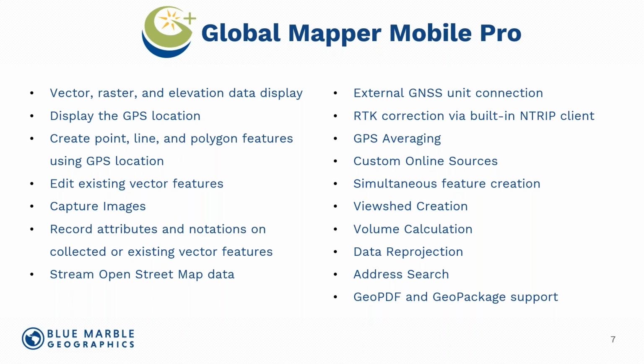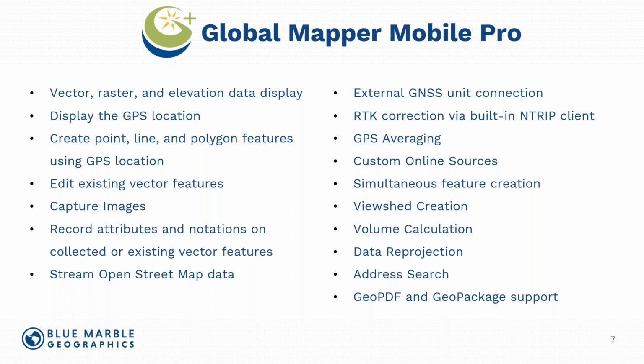You can stream additional online data into the mobile app onto your map easily, and you can also add some custom online sources. This is very similar to streaming online data in the Global Mapper desktop program. We have a tool for simultaneous feature creation. So as you're creating a GPS-enabled track log for a line or a polygon feature, you can drop points of interest along that track to add a little bit of additional information and just collect more data as you're walking along or moving along some feature of interest in the field.